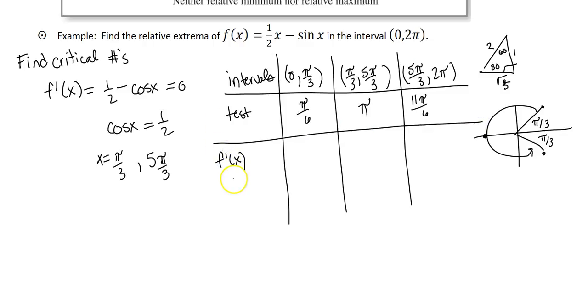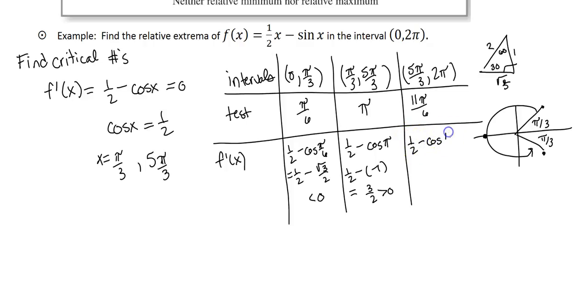I'm going to evaluate f prime of x at each of those. So here I'm going to have 1/2 minus cosine of pi over 6, which is 1/2 minus the square root of 3 over 2. And the only thing I care about is that that's negative. Here we're going to have 1/2 minus cosine of pi, which is 1/2 minus negative 1, or 3/2, which is positive. And here we'd have 1/2 minus cosine of 11 pi over 6, which is going to be, again, 1/2 minus root 3 over 2, which is less than 0.